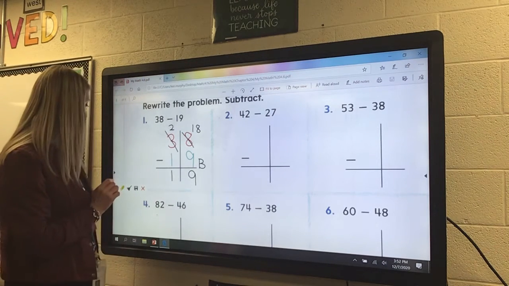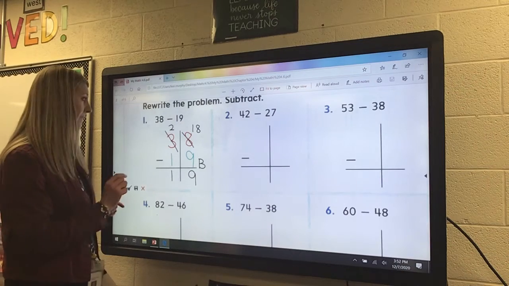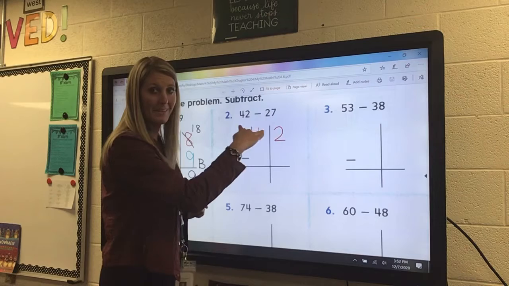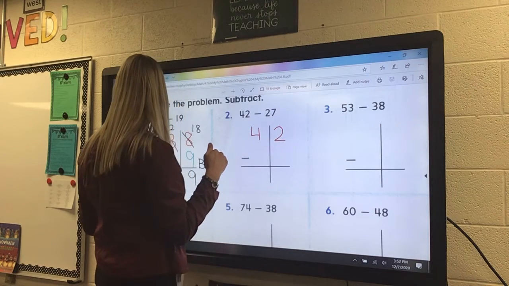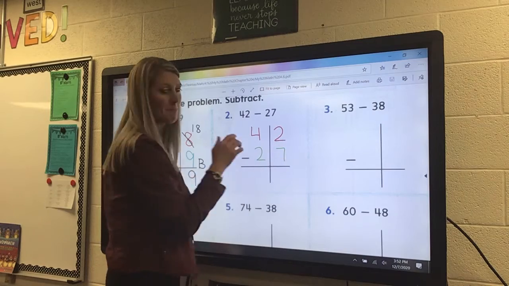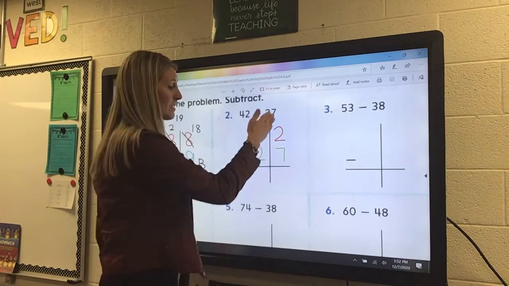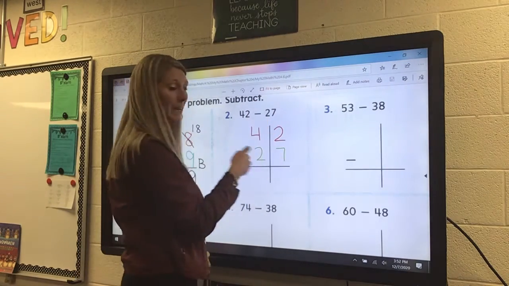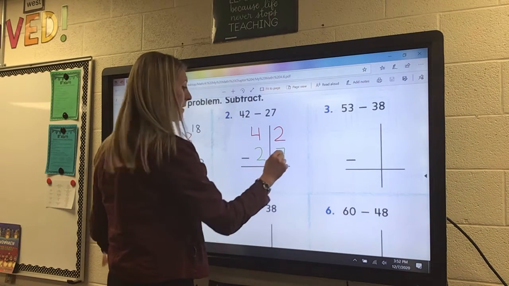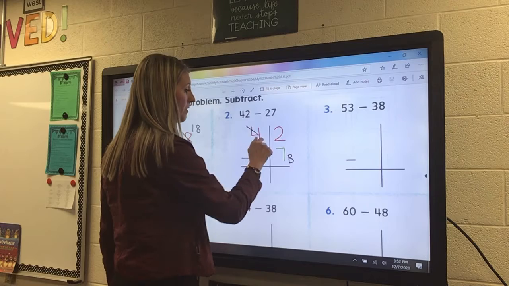Number 2, 42. So I'm going to write 42 going horizontally. And I'm going to take away 27. So 27, make sure you have your numbers lined up. I'm going to subtract going down the ones column. 2 minus 7, I can't do that. Bigger bottom, better borrow. So I'm going to go borrow from that 4.